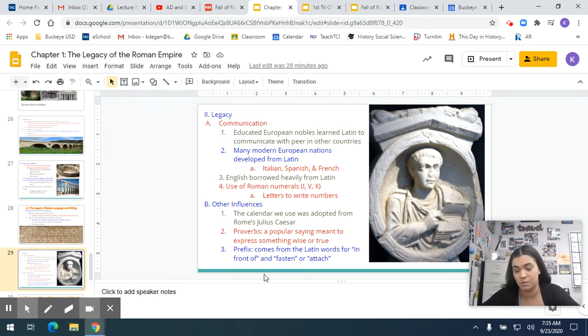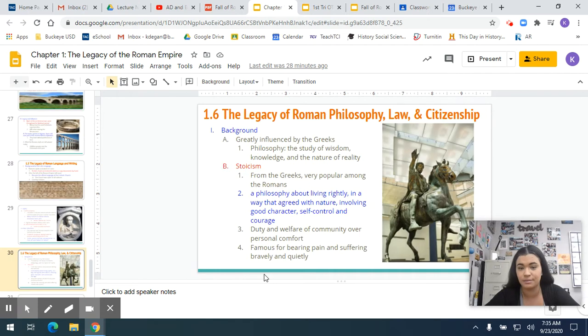You've heard of proverbs before also because we talked about that a little bit in 6th grade. And then prefixes come from Latin words for in front of, fasten or attach, right? A lot of these things come from Latin. Okay, so the legacy of Roman philosophy, law, and citizenship.